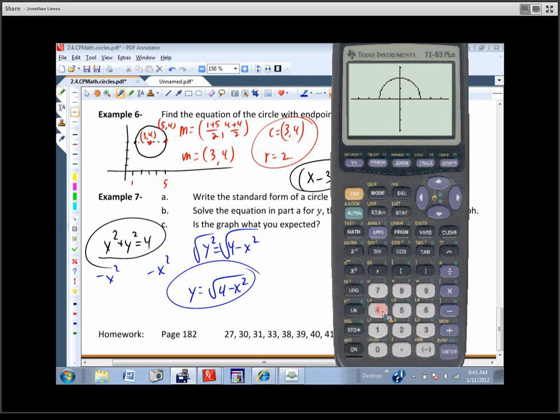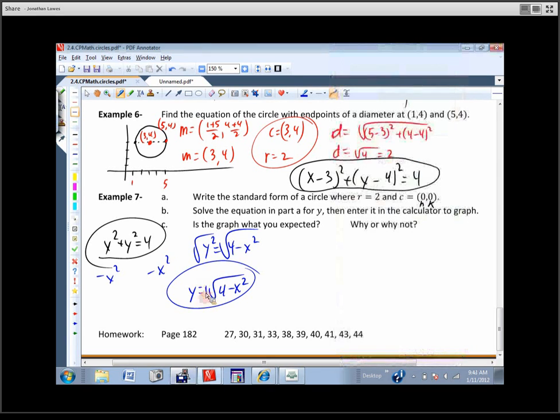Here's the problem. We ignored something algebraically. We put a square root in a problem. When we put the square root in there, what do we have to account for? The positive one and the negative one. So technically there should be a plus or minus in front of that. Well, your calculator can't graph that.